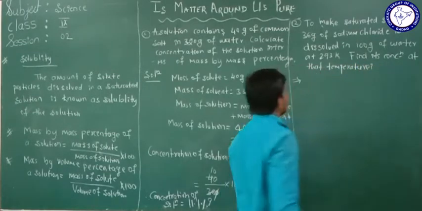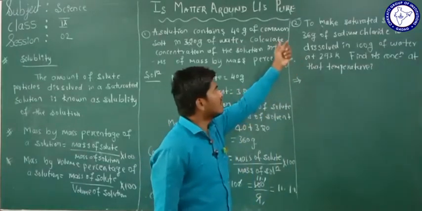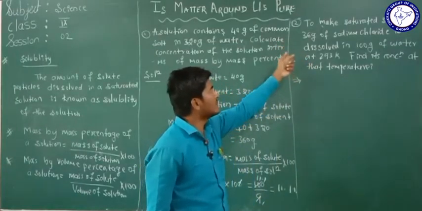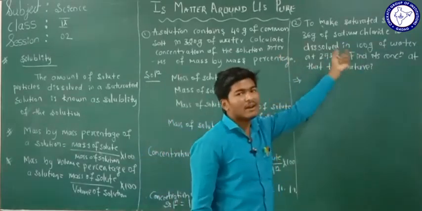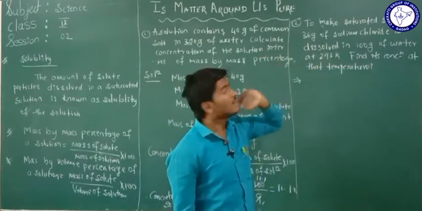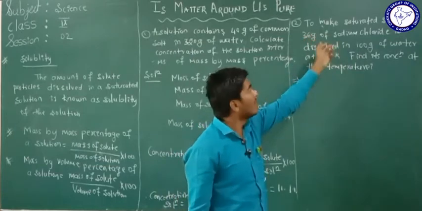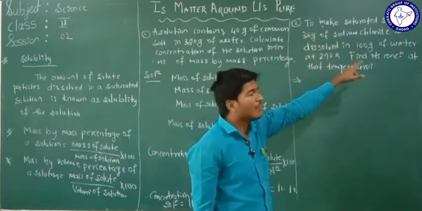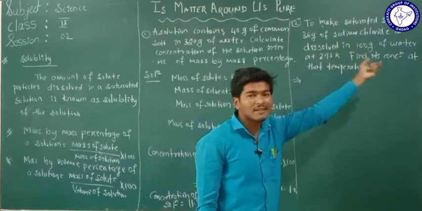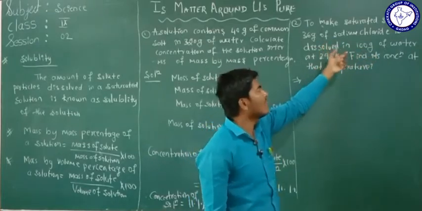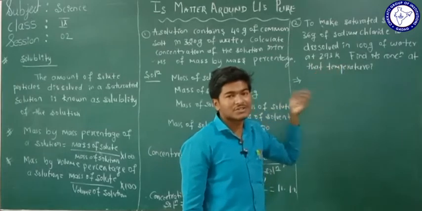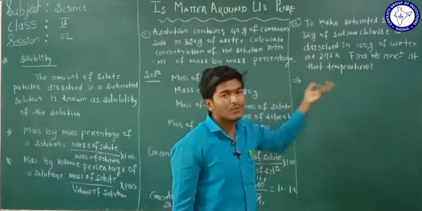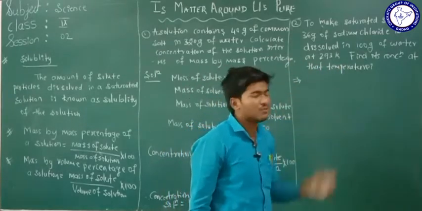See here. To make a saturated solution, 36 gram of sodium chloride is dissolved in 100 gram of water. 36 gram of sodium chloride is the solute. The mass of the solute here is 36 gram. It is dissolved in 100 gram of water. Here water is the solvent. So the mass of the solvent here is 100 gram. What they ask here is to find its concentration at 293 Kelvin. So we have to find the concentration of the solution here.